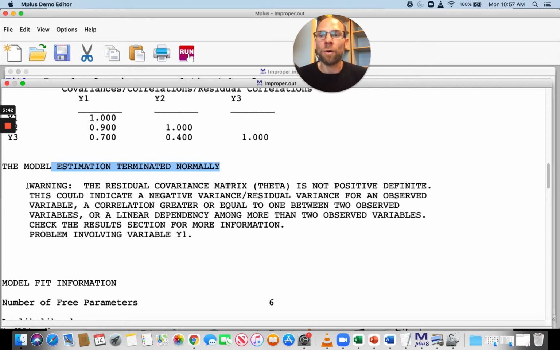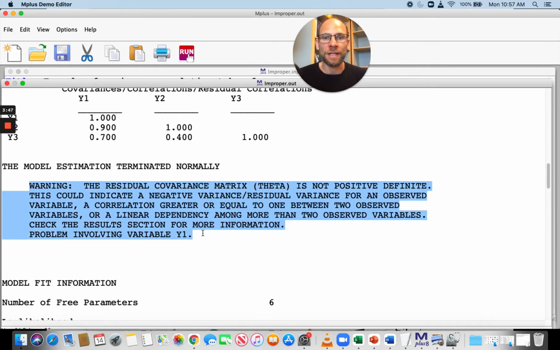However, there's a warning message as well that says that the residual covariance matrix theta is not positive definite. This could indicate a negative variance or residual variance estimate for an observed variable, or a correlation greater than or equal to 1 between two observed variables, or some sort of linear dependency among more than two observed variables. Mplus also tells us to look at the results section, the model parameter estimates, for more information, and that the problem involves the variable y1. That's helpful because we can already assume there must be some problem with the indicator y1.